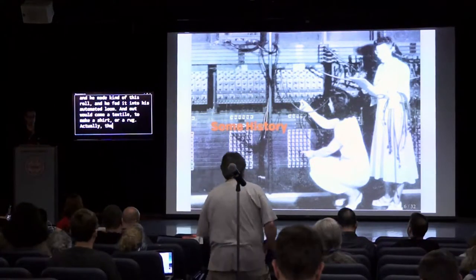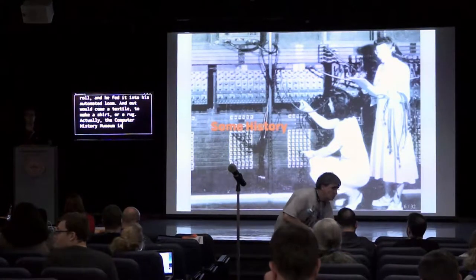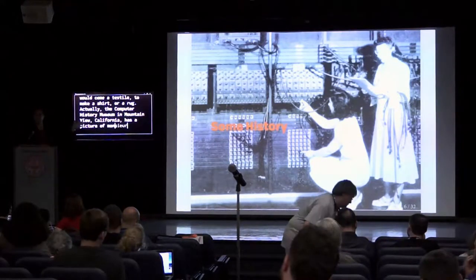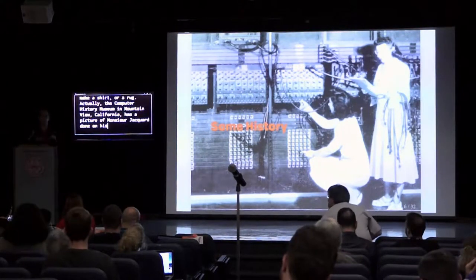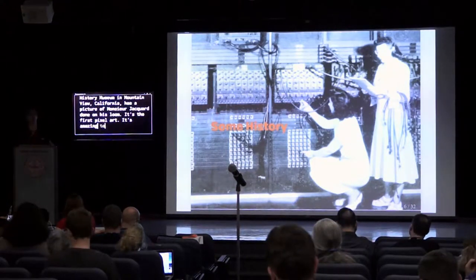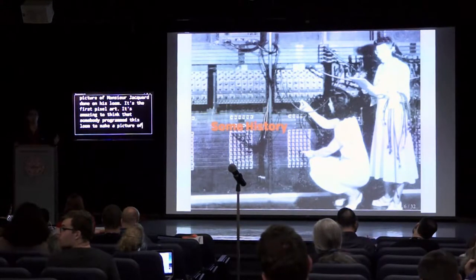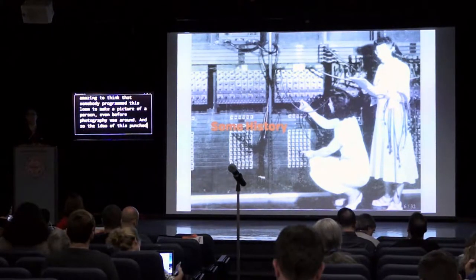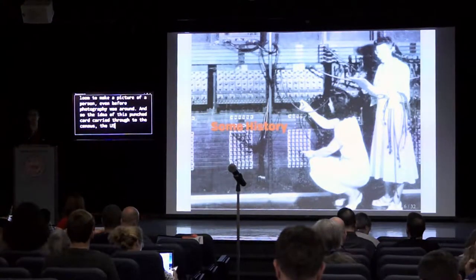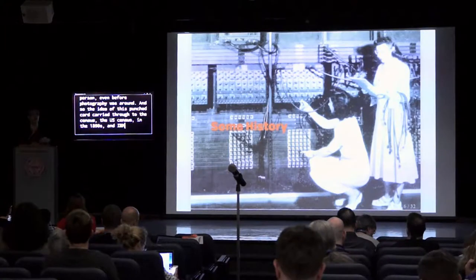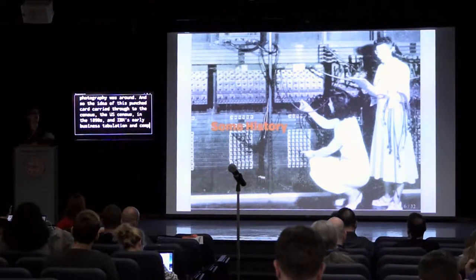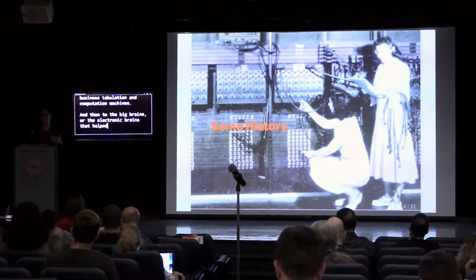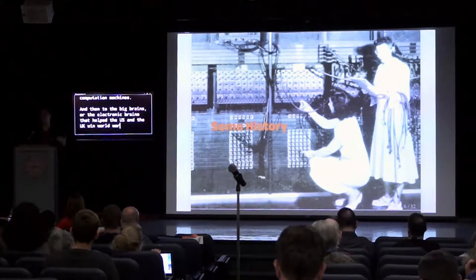Actually, the Computer History Museum in Mountain View, California has a picture of Monsieur Jacquard done on his loom. It's the original pixel art, okay? It's amazing to think that somebody programmed this loom to make a picture of a person, even before photography was around. And so this idea of the punched card carried through to the US Census in the 1890s, and IBM's early business tabulation and computation machines. And then to the big brains, or the electronic brains that helped the US and the UK win World War II by breaking Nazi codes.